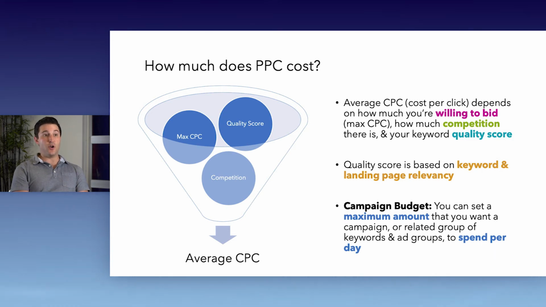For each keyword, you can also set a max bid that you're willing to pay for a click. The higher your max bid, the better rank you will be, but also the more that you will pay. Finally, there's competition. The more competition there is for a single keyword, the more you're going to pay. You can also set a budget at the campaign level that will be the max amount that you will pay per day for any campaign or group set of keywords.